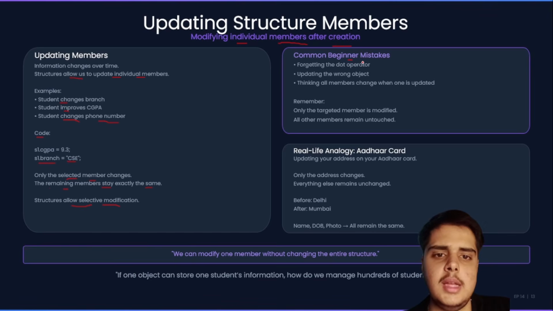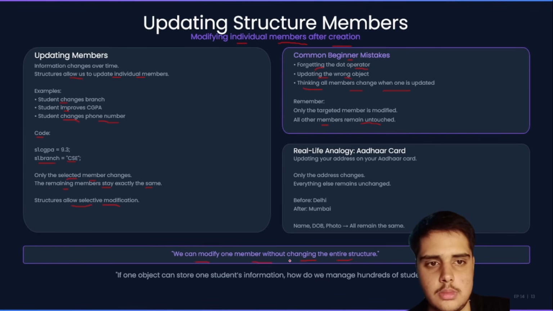But there are some mistakes that beginners make, like forgetting the dot operator, updating the wrong object, or thinking all members change when one is updated. So remember, only the targeted member is modified, all other members remain untouched. So we can modify one member without changing the entire structure.